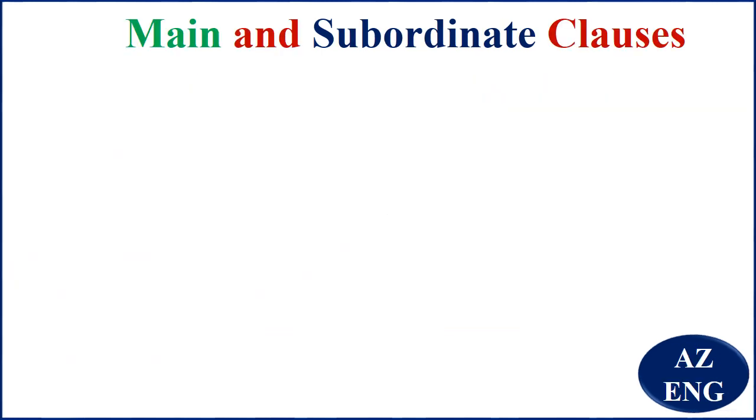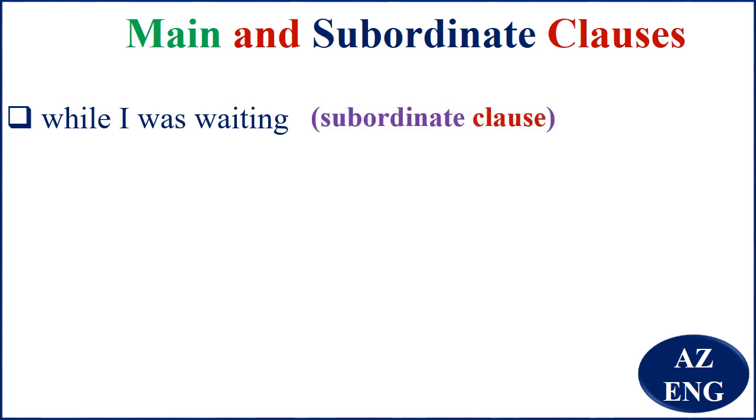So let's take main and subordinate clauses first. While I was waiting, definitely you know that this is a clause. But when you say while I was waiting, you would want to know what happened. So it's a clause, but the meaning is not complete. So you can't call this a sentence. So this is a subordinate clause, a dependent clause.